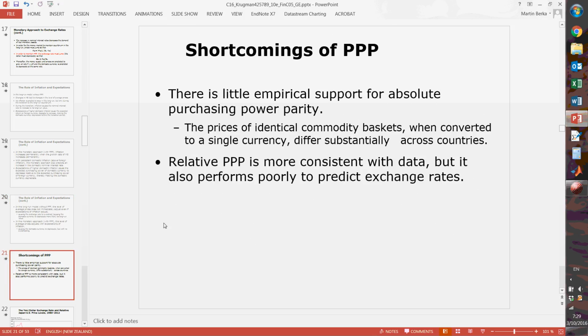Alright, so the shortcomings of PPP, well, the main one is it actually doesn't hold in the real world, which is a pretty major shortcoming if you ask me. But the relative PPP is reasonably supported by the data, unlike the absolute PPP.